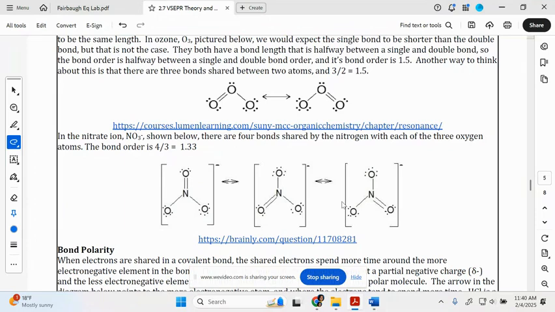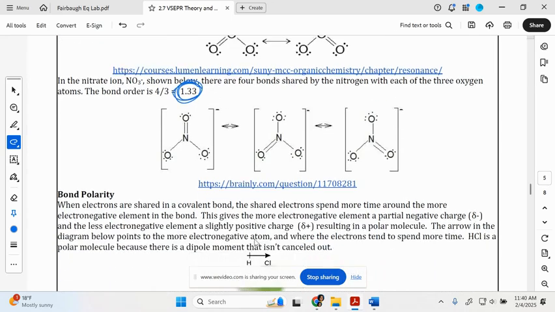What is my bond order here? 4 to 3, which is 1.33. Okay. Is this bond longer than this bond? No, they're both the same. Their bond orders are all the same, 1.33. It's kind of a trick of your eye; you've got to override that tendency. How many sigma bonds are in this molecule? 3. How many pi bonds? 1.